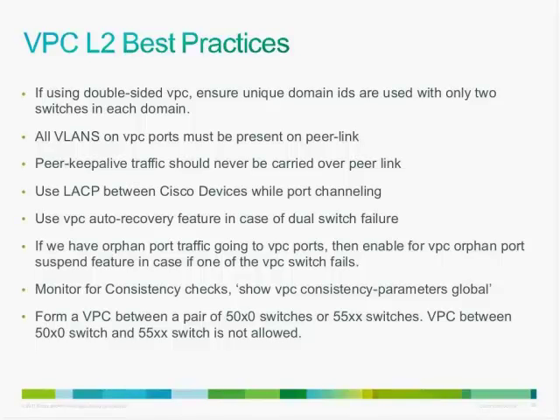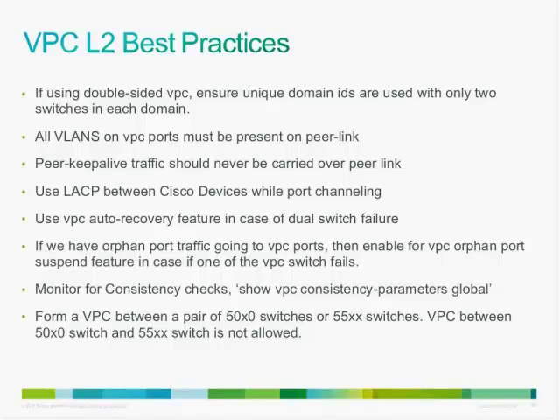All VLANs on the VPC ports must be present on the peer link. Peer keepalive traffic should never be carried over the peer link, right? Sometimes when you have problems or an outage and you're trying to bring up your network, if you have the VPC keepalive VLAN over the peer link, you will have problems bringing up the VLAN. If the keepalive doesn't come up, the peer link doesn't come up, and so on, right? So we definitely encourage you to follow all these best practices.